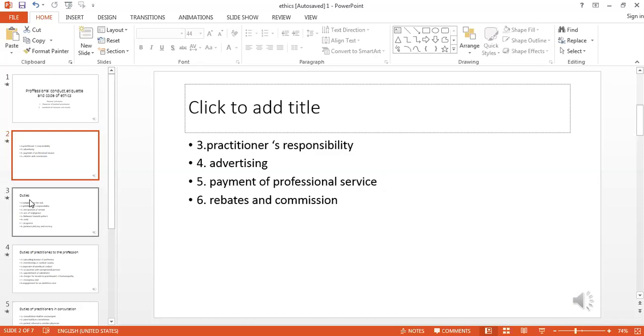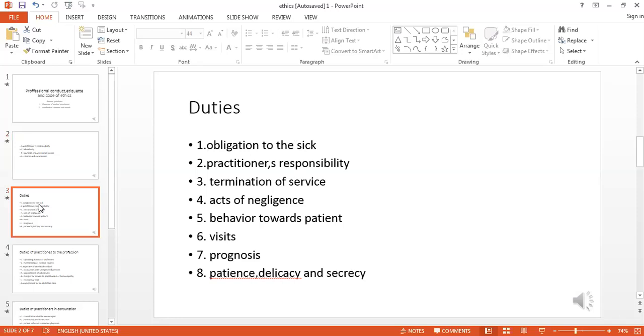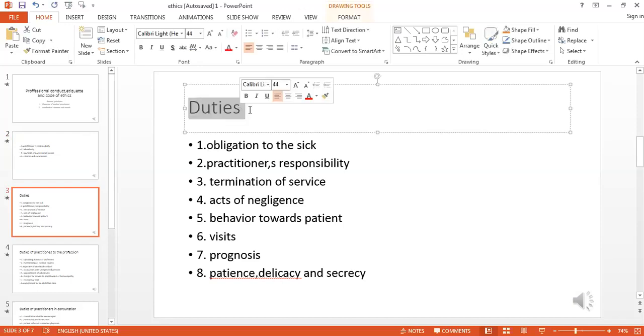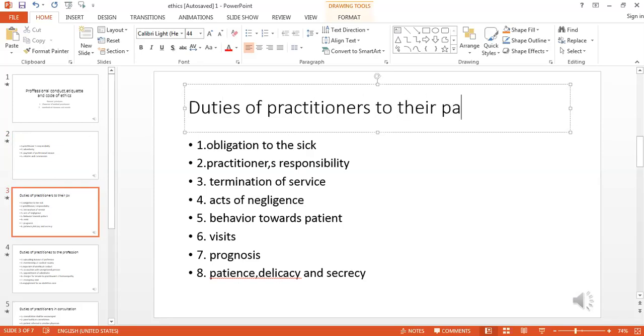Then the next topic is the duties of the homeopathic practitioner to their patients. So the first one is the obligation to seek.